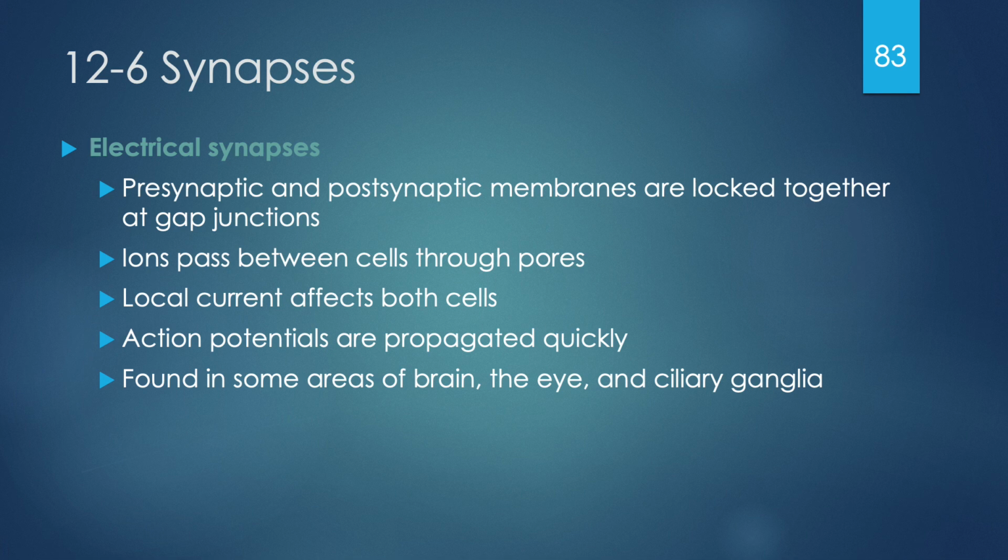So there's going to be local currents on both cells that are going to affect them both, and action potentials will be propagated quite quickly with electrical synapses. You can expect to find electrical synapses in some areas of the brain, but mostly the eye and in the ciliary ganglia.